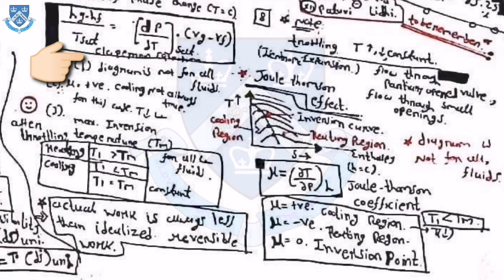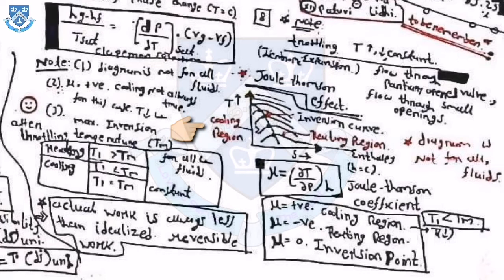Then the last and final topic of this chart is the Joule-Thomson effect. There is one most important note for throttling: after the throttling process, temperature may be increased, decreased or may be constant, unlike isentropic expansion.